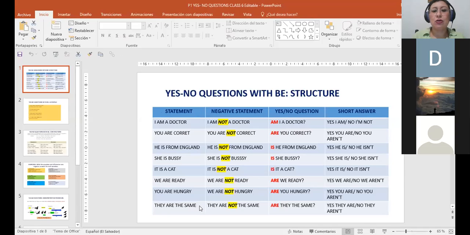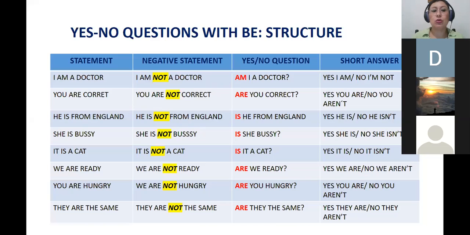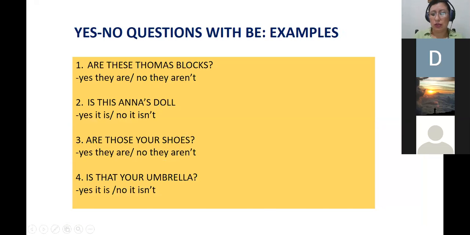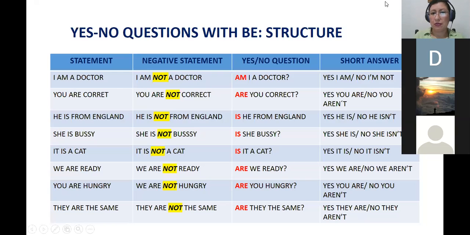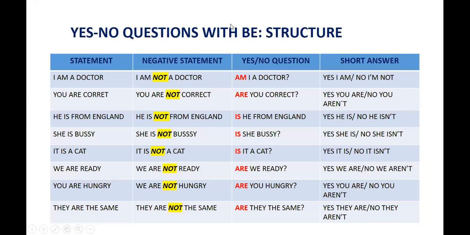Okay, we are going to study the yes-no questions with the structure. Esta sería como la estructura de las preguntas cuya respuesta es sí o no. Excuse me. Just let me, okay. So, remember that the statement normally is affirmative. And we say, "I am a doctor." So I'm saying I am a doctor. Estoy afirmando, ¿verdad? Soy un doctor.